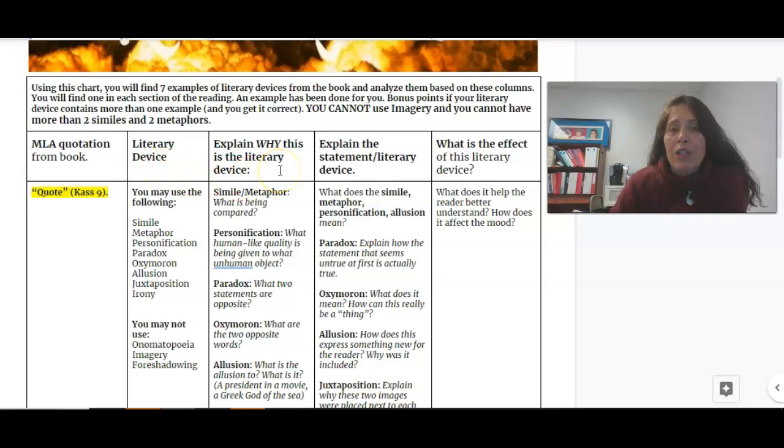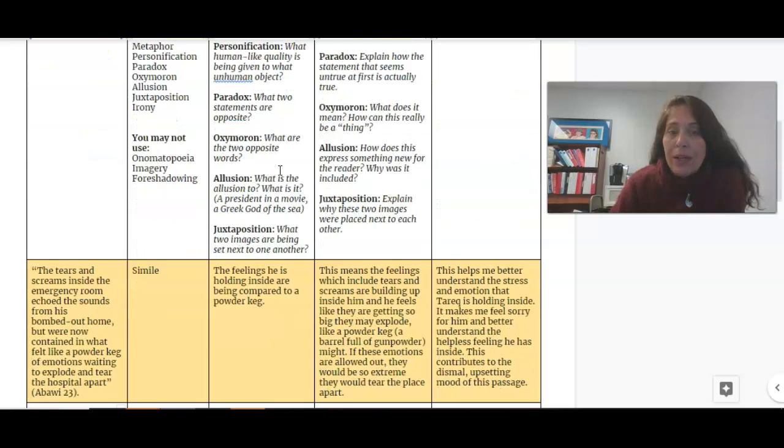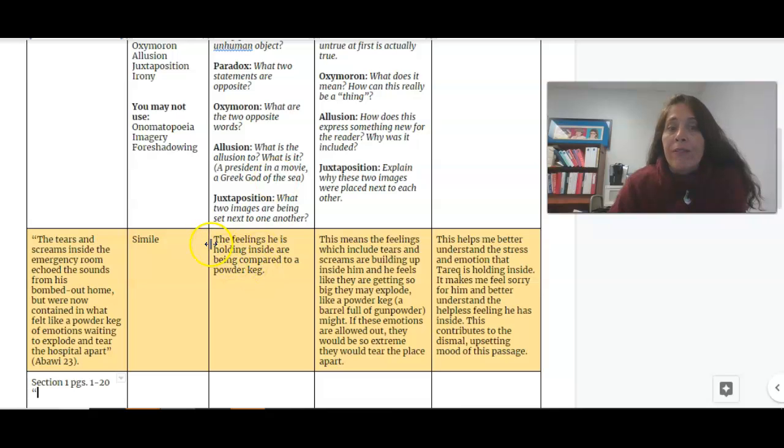The next column, you're explaining why it is that literary device. So why is that quote a simile? Well, the feelings that he's holding inside are being compared to a powder keg. Those are the two things being compared. That's why this is a simile. It also uses "as" to compare those two things. All right? So I gave you some hints here.